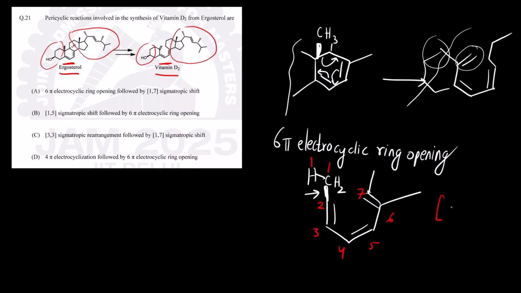So what you do is a 1,7 sigmatropic shift. How will it take place? This double bond will move here, this will move here, and this will move here. And then at this position a hydride will come. Then you will get this desired structure, with a double bond between 3 and 4. Okay, so 1, 2, 3, 4, 5, 6.